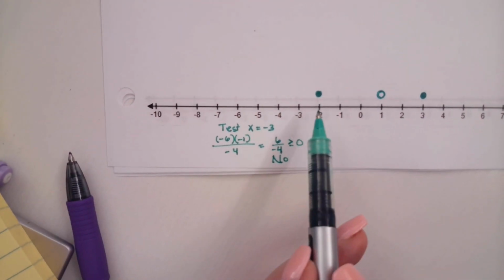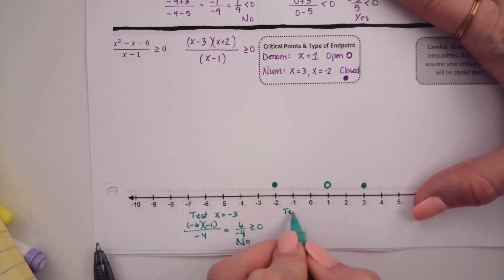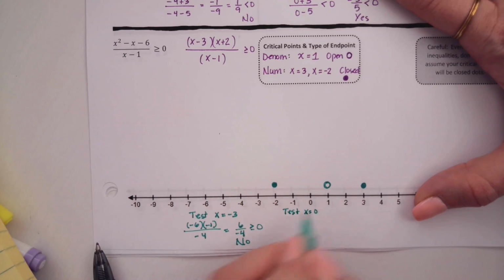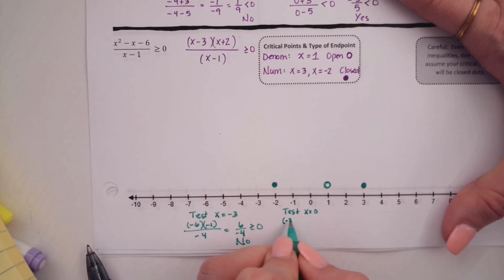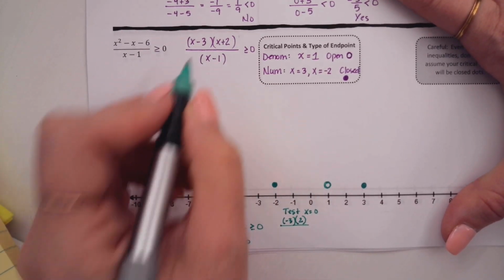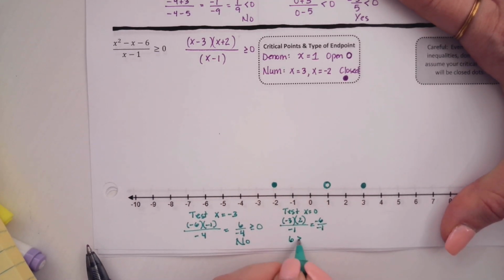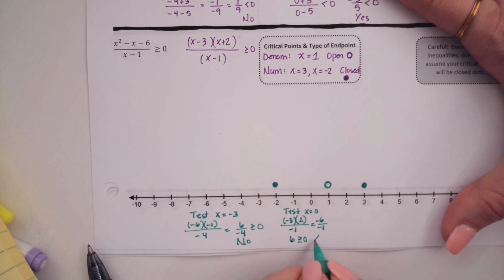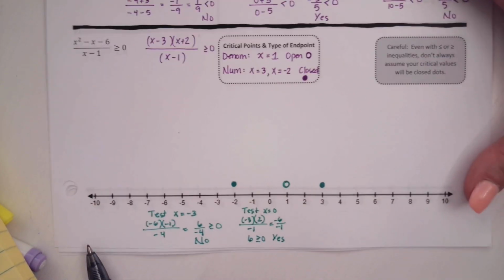Okay. Number in between -2 and +1? 0, yeah. Okay, so for the first parenthesis, I have 0 minus 3, which is -3. 0 plus 2, which is 2. And then 0 minus 1, which is -1. That's -6 over -1, which is 6. Is that greater than or equal to 0? Yes. So we will have solutions in between these two.